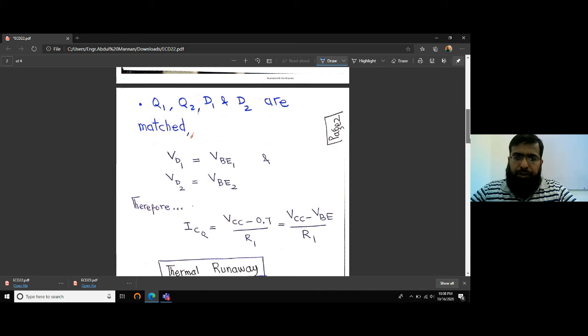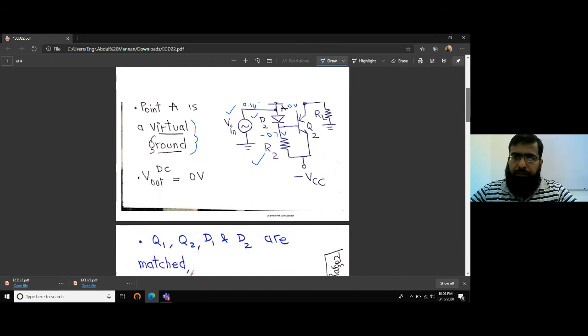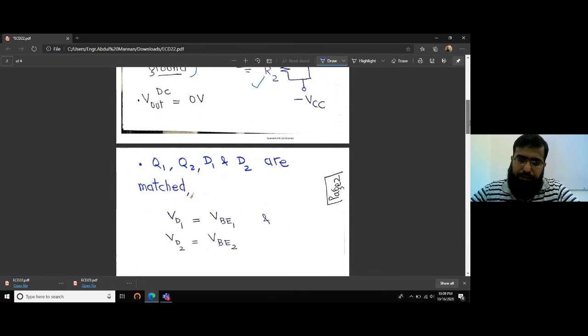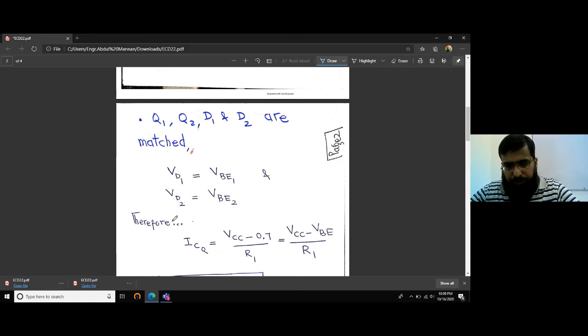So VD1 is VBE1, this base emitter voltage. This is the same point VBE1. This is exactly the same as VD1 because the other end, the emitter, is grounded. Here we have this virtual ground. So this voltage is the same. The voltage of the anode for diode D1 is the same as the voltage between base and emitter, because the emitter is grounded for DC. And VD2 is VBE2. Therefore, it's a current mirror.